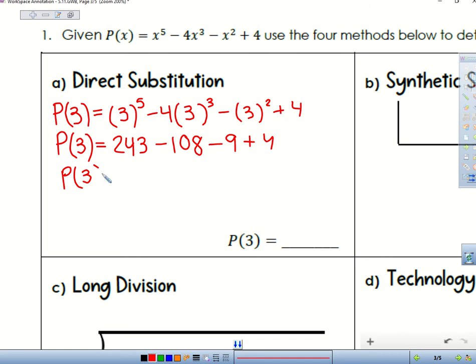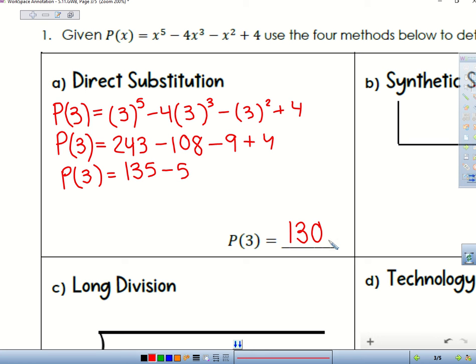That's going to give me p of 3 is equal to 135 minus 5. So what is p of 3 ultimately? 130. So that means if we take a value for x and plug it into the function p, we're going to get 130. So if you were to graph this function, at 3 for x, the y value is 130. Okay, so that's kind of how it relates to the graph.